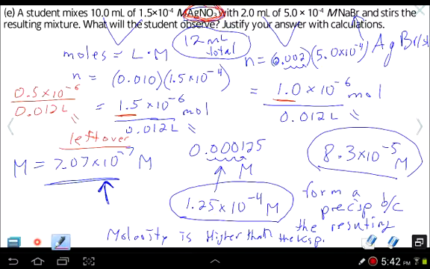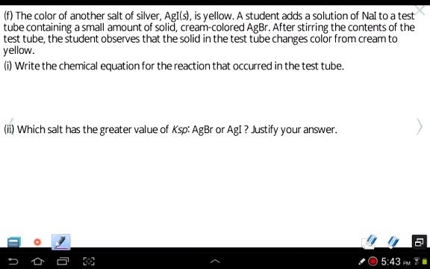Okay, let's go ahead and finish up with these two problems. This is more of a qualitative discussion, but we have the color of another salt of silver. Silver iodide is yellow. Many iodide compounds are yellow. A student adds a solution of sodium iodide to a test tube containing a small amount of solid cream-colored silver bromide, what we've been dealing with. After stirring the contents of the test tube, the student observes that the solid changes color from cream to yellow. The reason it changes color is because AgBr gets swapped or becomes AgI. In other words, the iodine replaces the bromine.